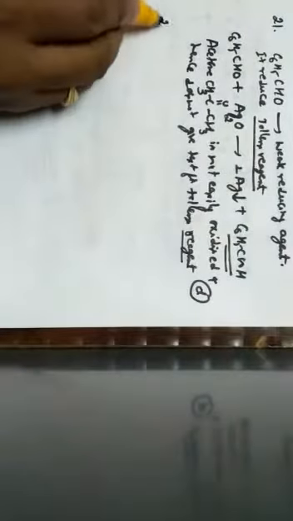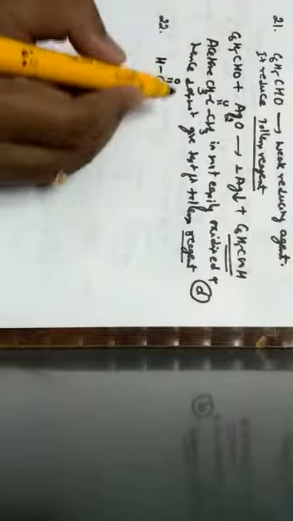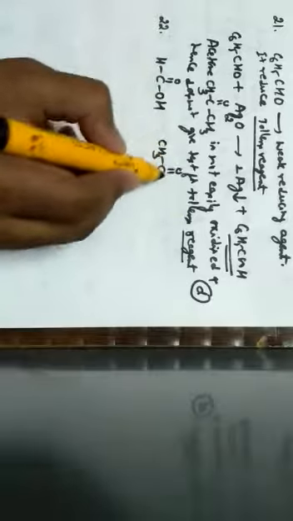Next one, question number 22. Formic acid is a stronger acid than acetic acid. So formic acid is HCOOH. This is formic acid. Next, acetic acid is CH3COOH. This is acetic acid, CH3COOH. This can be explained using.